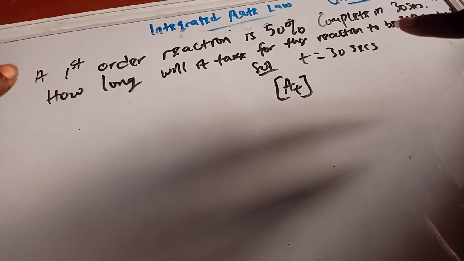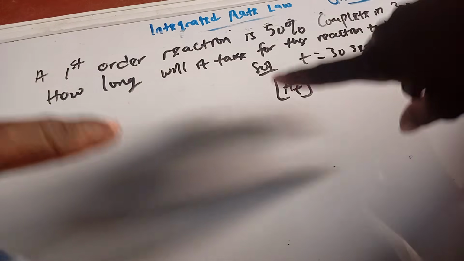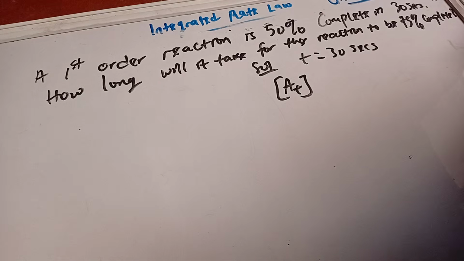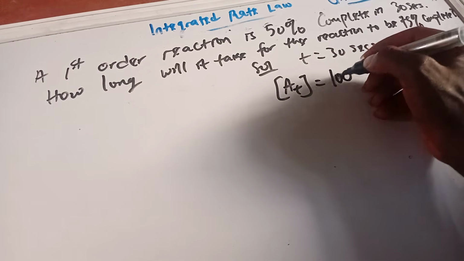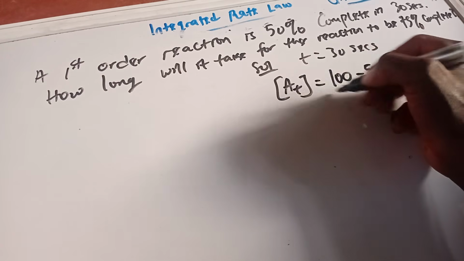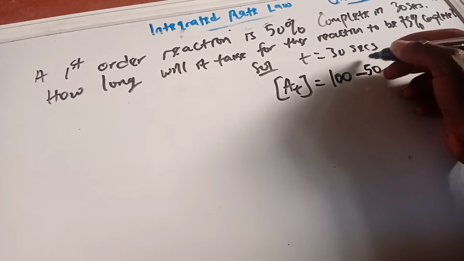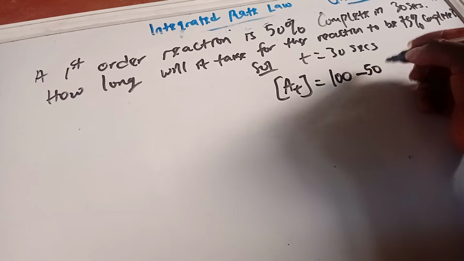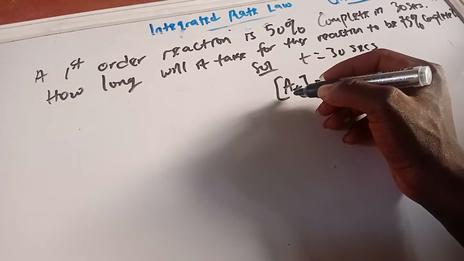So now a first order reaction is 50% complete. If it is 50% complete, that means there is 50% that is incomplete. So that incomplete is equivalent to the concentration that we should have. So our concentration at a particular time t will give us 100% minus 50%, like the initial concentration, which must be 100%, minus the complete 50% to give us the incomplete 50%. So that incomplete is our concentration at a particular time t.